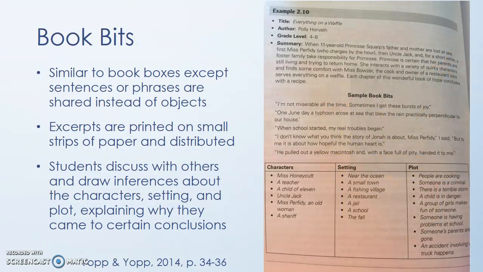Book bits are when you take sentences or phrases from the text instead of objects, and you print those excerpts on small strips of paper and distribute them around the room. Students then discuss with others and draw inferences about the characters, setting, and plot, and explain why they came to those conclusions. And here is an example out of the textbook where you see some quotes from the text and the conclusions that the students might draw about those characters, the setting, and the plot.